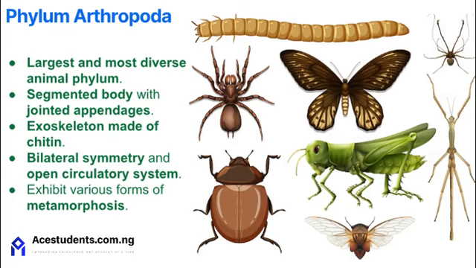Crustaceans, like crabs and lobsters, are mostly aquatic and have 5 or more pairs of legs. Lastly, myriapods, including centipedes and millipedes, have long segmented bodies with numerous legs. Each of these classes has adapted to different environments, making arthropods the most successful group of animals.